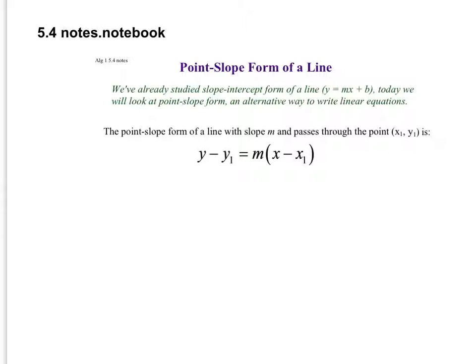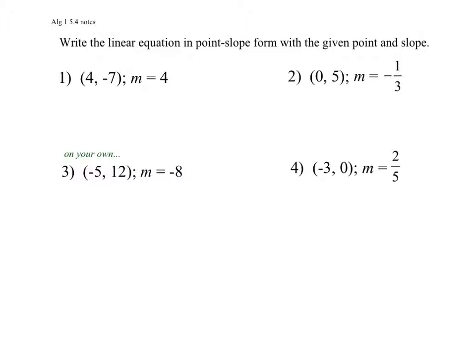The point-slope form of a line with slope m passes through the point x sub 1 and y sub 1. So when that happens, we get this point-slope form of a line. It is y minus y sub 1 is equal to m times x minus x sub 1. So we have our formula.